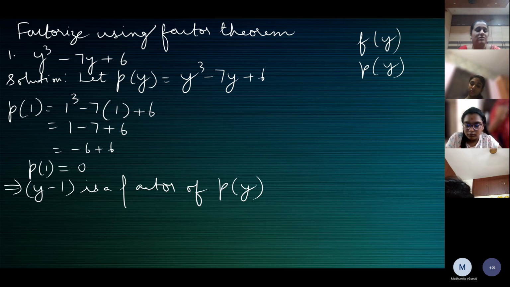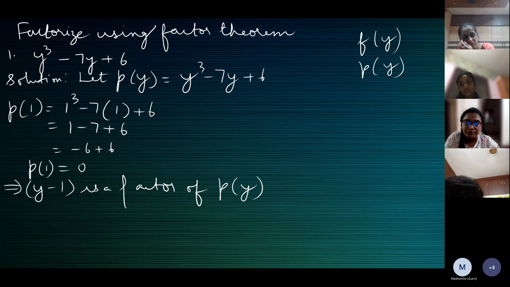So this P of 1 is 0. So this means y minus 1. Why? Because the variable is y. So y minus 1 is a factor of P of y. All of you understand so far?